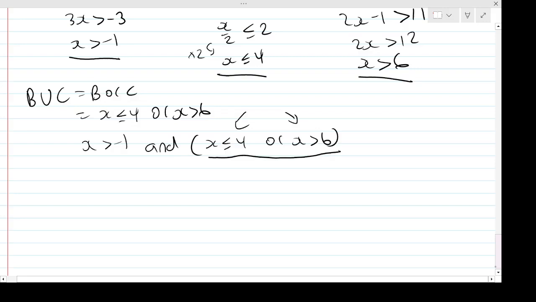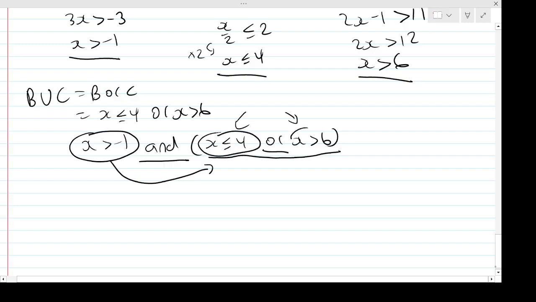So if either one of these two inequalities is true, because it's "or", it has to be at least one of them. And then if it's "and" with this inequality, that means we can just combine it with these two other inequalities, right? Does that make sense? So we can combine x greater than minus 1 with these other inequalities. Let's see what happens then.